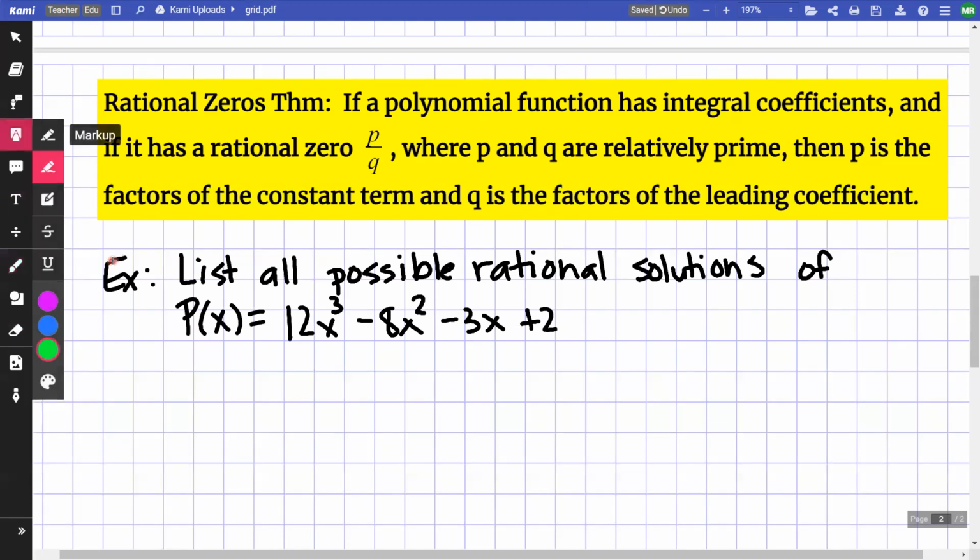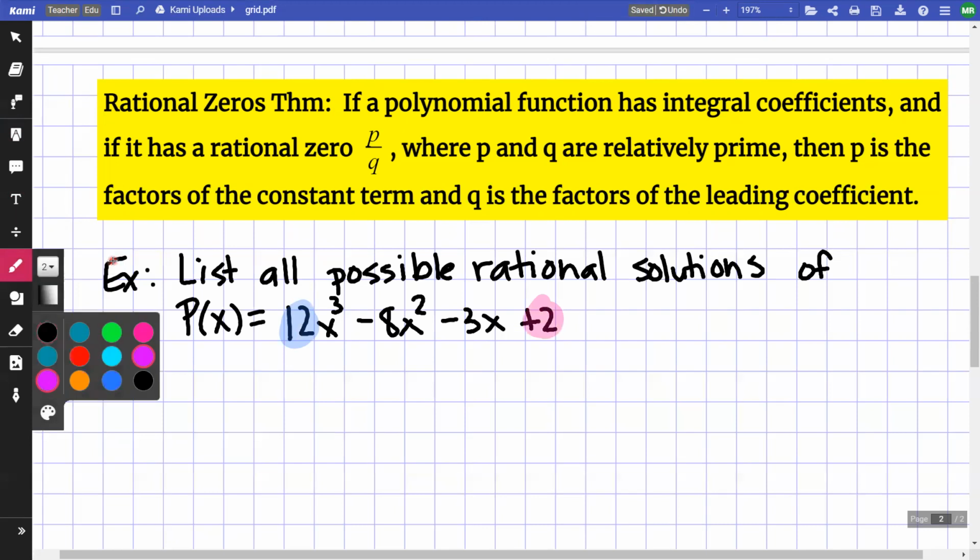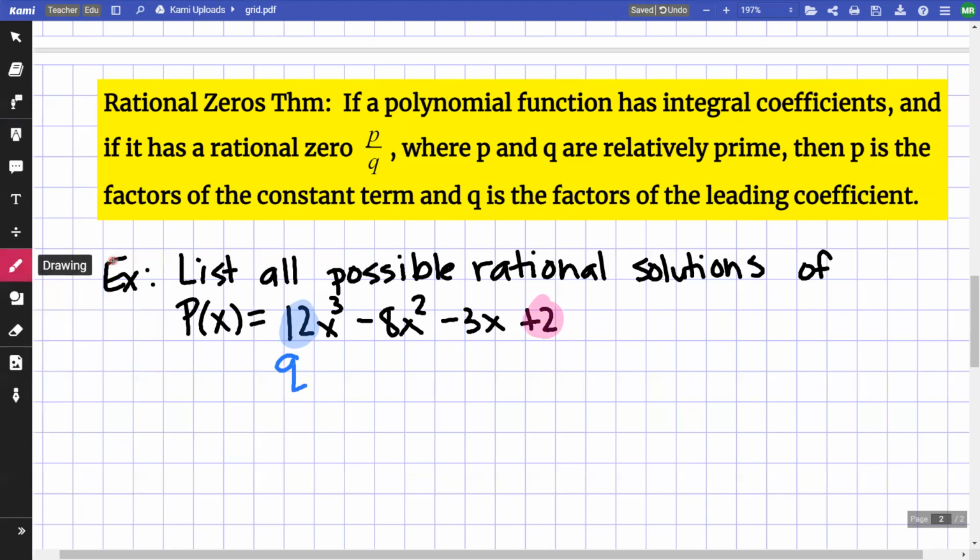So what we're going to do is look at this for my Q, and this for my P. So again, this is going to be my Q, and all the factors of 12 are positive and negative 1, 2, 3, 4, and 6, and 12. Forgot my 12. And all of my ones for my P are going to be positive and negative 1 and 2.